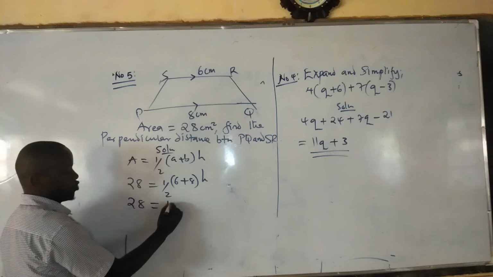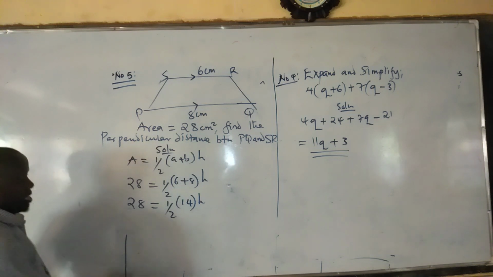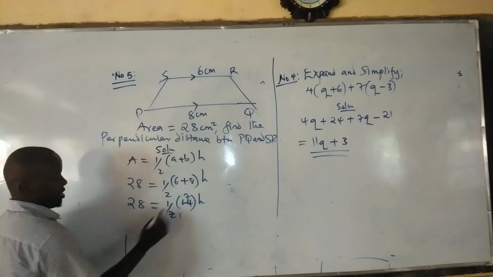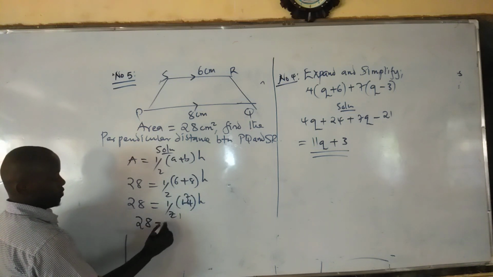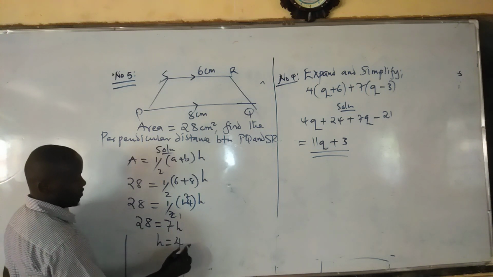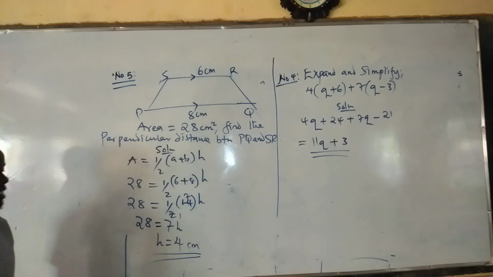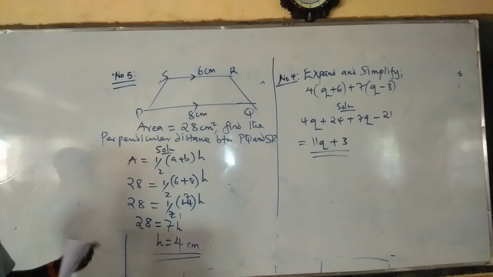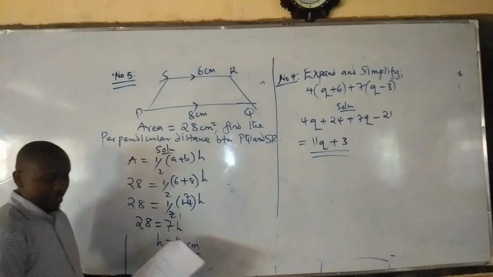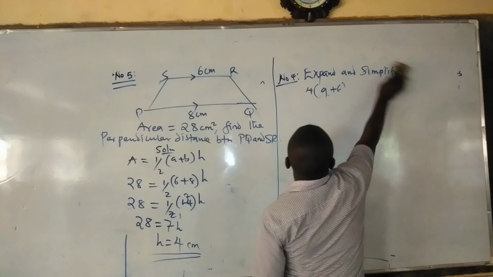28 will be equal to half of 14 times H, and 14 by 2 is 7. Therefore, 28 is equal to 7H. To get the height, we will have it as 4 centimeters when you divide through by 7. So 4 centimeters is the perpendicular distance between PQ and RS, otherwise the height of the trapezium.